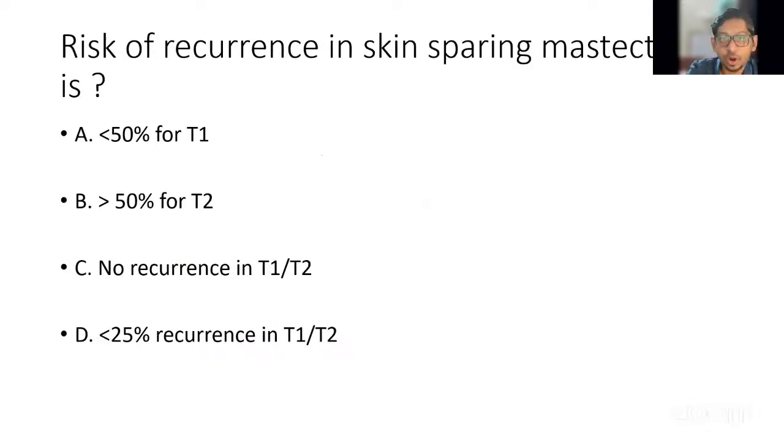So this is a question on skin sparing mastectomy. What is the risk of recurrence in skin sparing mastectomy? Here again they've given T1 or T2 disease, and they've asked about the risk of recurrence in skin sparing mastectomy. Remember, there is something called a modified radical mastectomy, and there are other types of mastectomy which are more conservative. Conservative mastectomy includes nipple sparing mastectomy, and also skin sparing mastectomy. So we'll just be looking at some points about nipple sparing and skin sparing mastectomy.